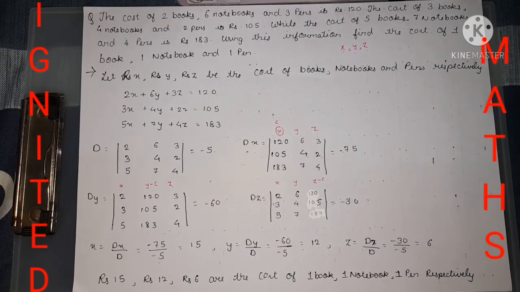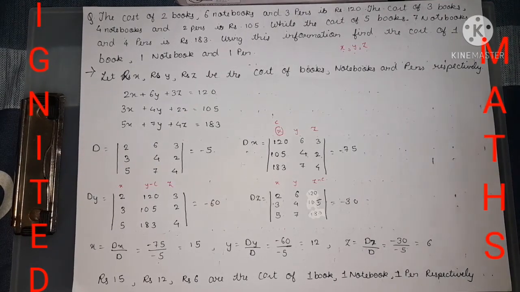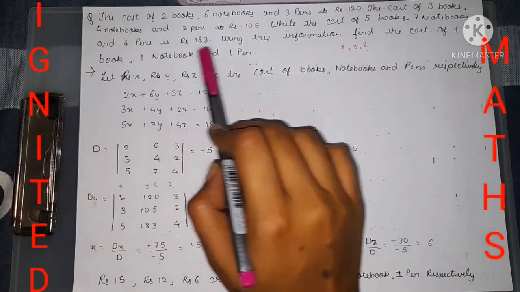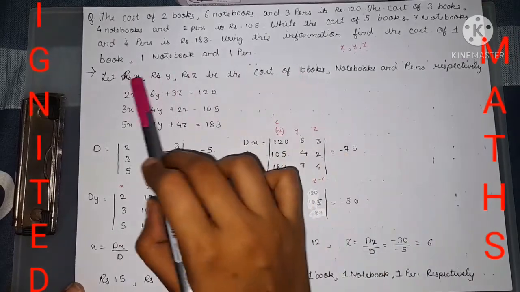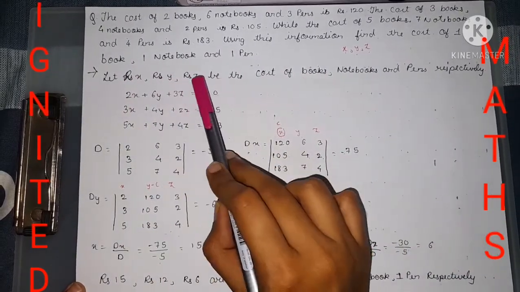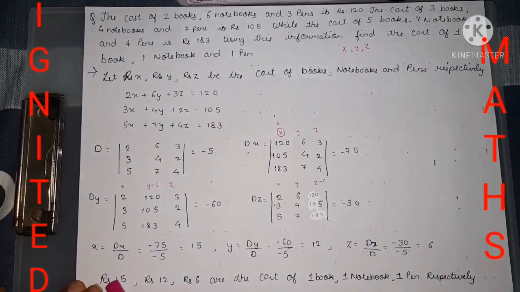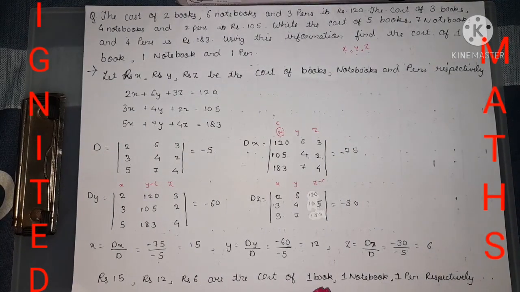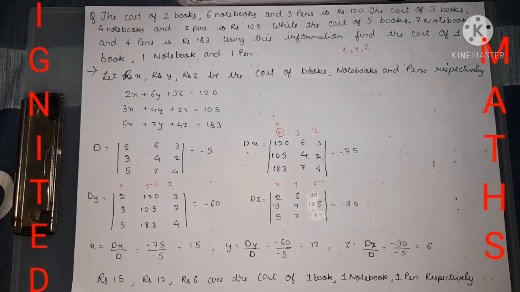If we have got the answers for x, y, z, then we are done with the sum, because that is all that was asked: find the cost of one book, one notebook and one pen. One book is x, one notebook is y, and one pen is z. So these are the values: ₹15, ₹12 and ₹6 are the cost of one book, one notebook and one pen respectively.